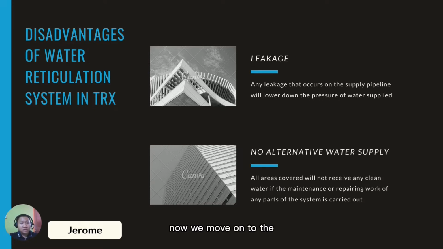Now we move on to the disadvantages of the water reticulation system. First one is leakage. If any leakage occurs on the supply pipeline, it will affect the water supply and lower down the pressure of water. Next one is no alternative water supply. All areas covered will not receive any clean water if the maintenance or repairing work of any part of the system is carried out.